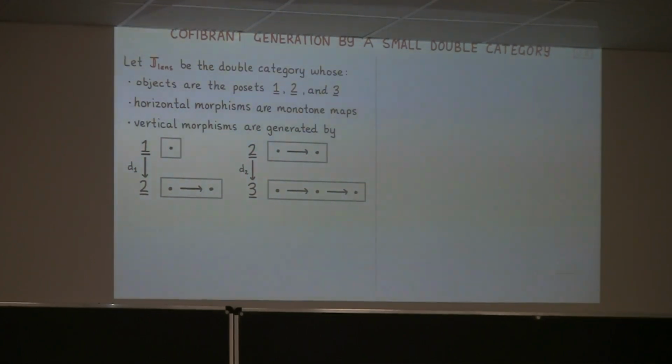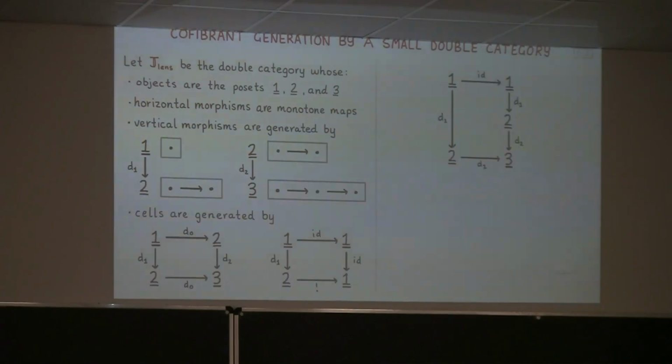Okay, so not very much we're asking for here at all. And the cells, well, there's just going to be three non-trivial cells. So this first one, we don't really need to worry about, but this second one is encoding some kind of identity condition. This third one is encoding some kind of composition condition.